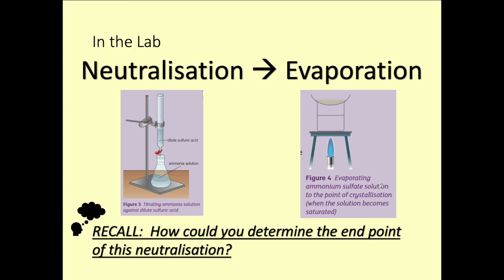So when we've done titrations previously, we will have put an indicator into that solution. But given that that's where our product is, are we going to want to be adding an indicator into the solution? What could we do alternatively? Pause the video whilst you have a think.